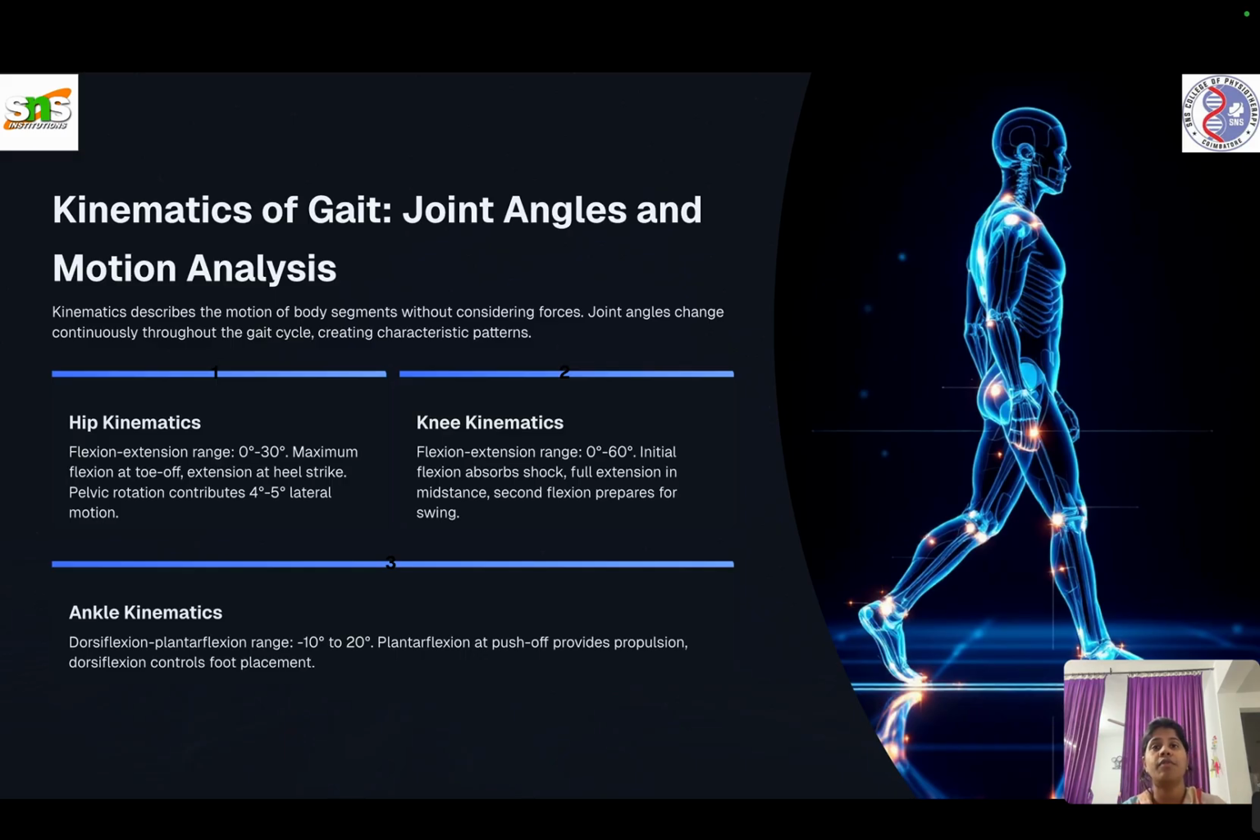The kinematics of gait consists of hip kinematics, knee kinematics, and ankle kinematics, in which hip extension ranging from 0 to 30 degrees is taken into consideration, whereas in the knee, 0 to 60 degrees of knee flexion and extension is taken into consideration, which absorbs the shock, and on full extension at mid stance, second flexion prepares for swing. Ankle kinematics is dorsiflexion or plantar flexion ranging between 0 to 20 degrees.